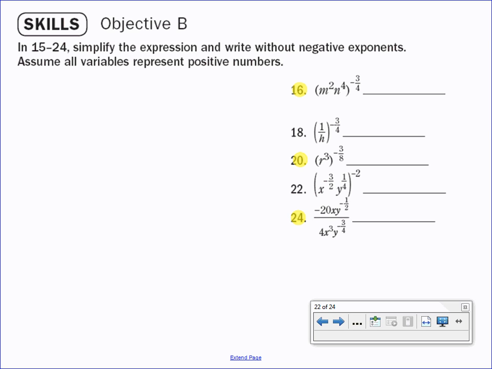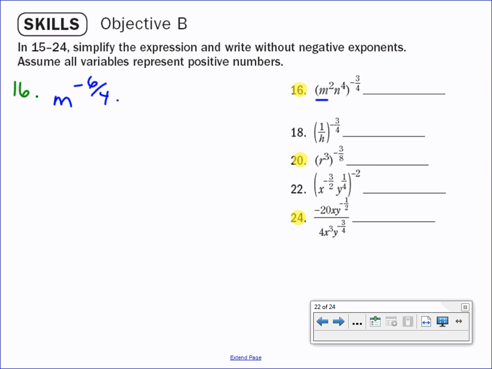I think the easiest way to do number 16 is to first do my power of a power and keep the negative and then flip last, right? But the choices are, so I'll go ahead and do 16 over here. So I'm thinking our best first step would be to raise the power to a power. That's going to be m to the 2 times negative 3/4. So that would be negative 6/4.